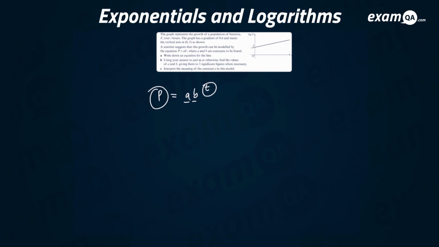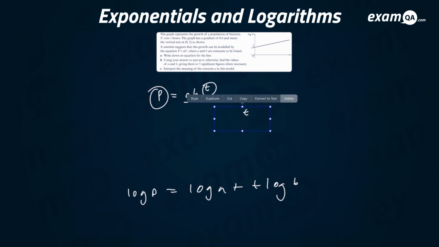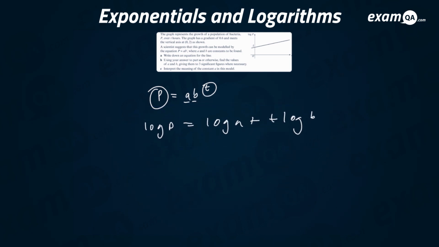Write down the equation for the line. Well, this is clearly not a line. Remember, y equals AB to the power of x, some curve. What do they mean by the line? That means put it into log form. So take logs of both sides. We'll get log P equals log AB to the power of t. And just keep simplifying. Log A plus log B to the power of t. Log P equals log A plus t log B. Just to clear things up, this is technically the line.